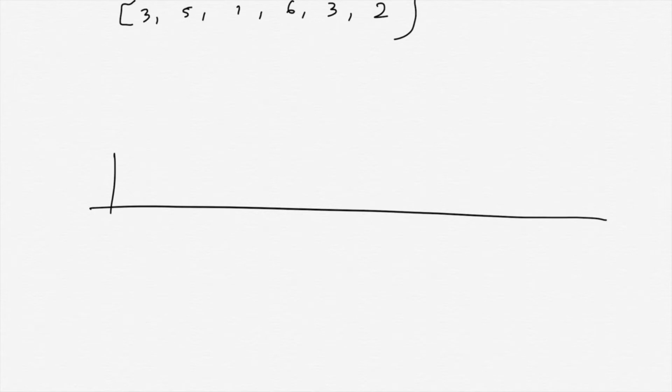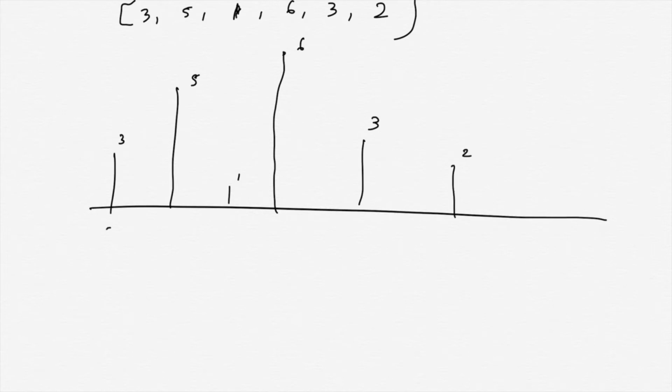Okay, let's take an array 3, 5, 1, 6, 3, 2. Okay, let's draw it: 3, 5, 1, 6, 3, and 2. Their index positions are like this.